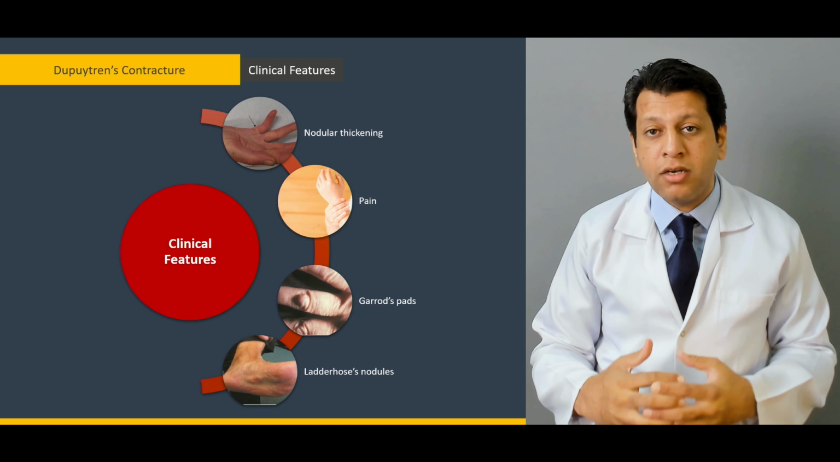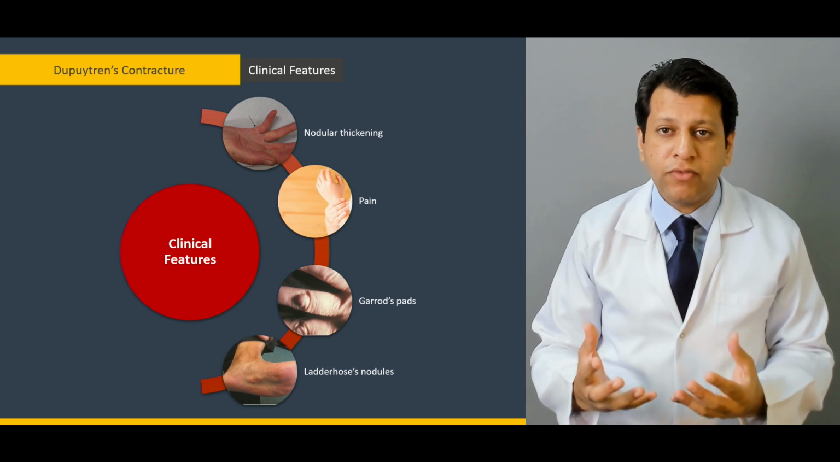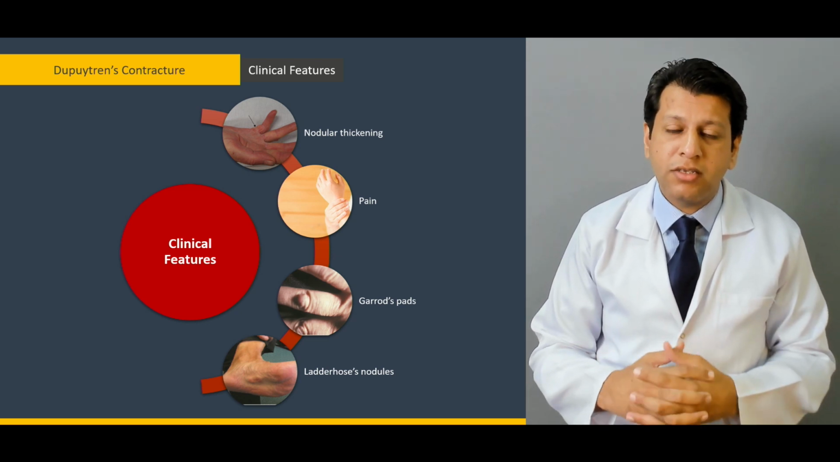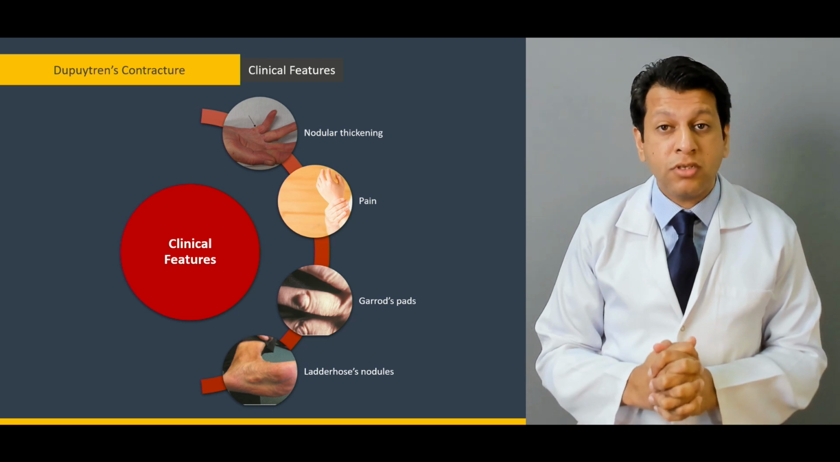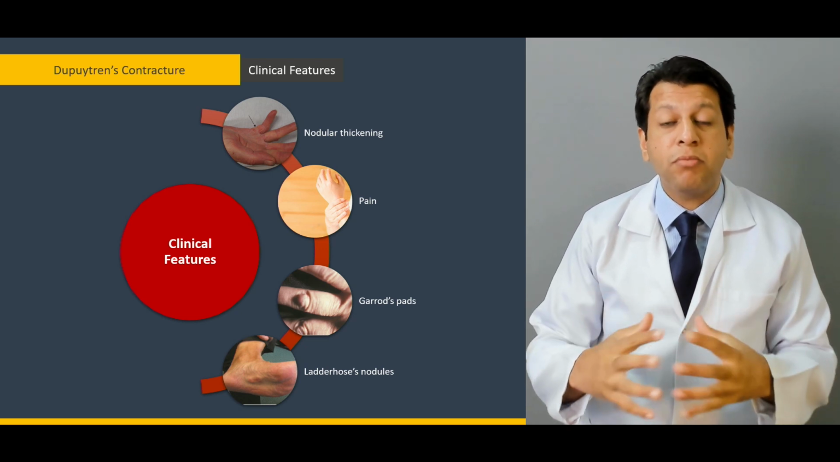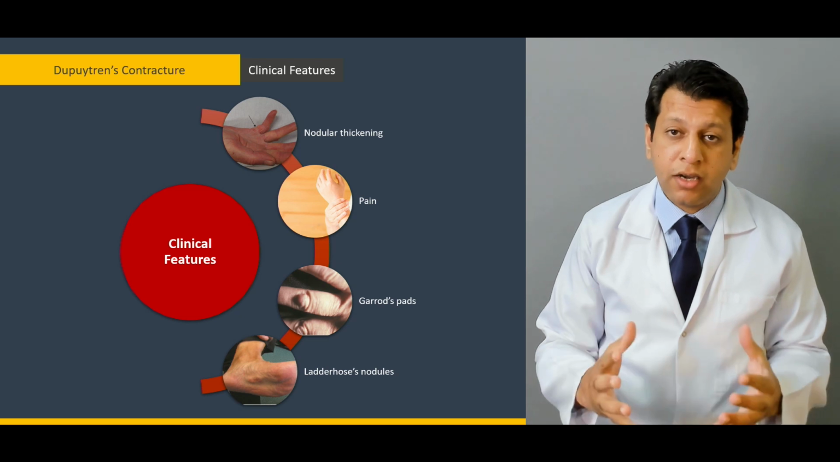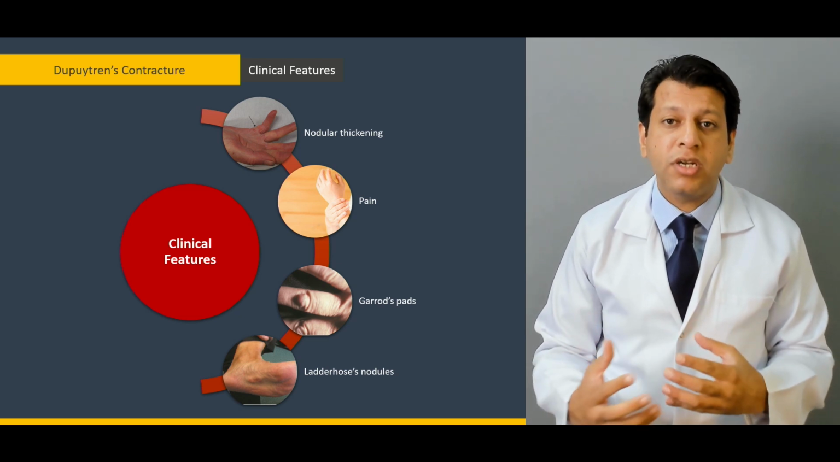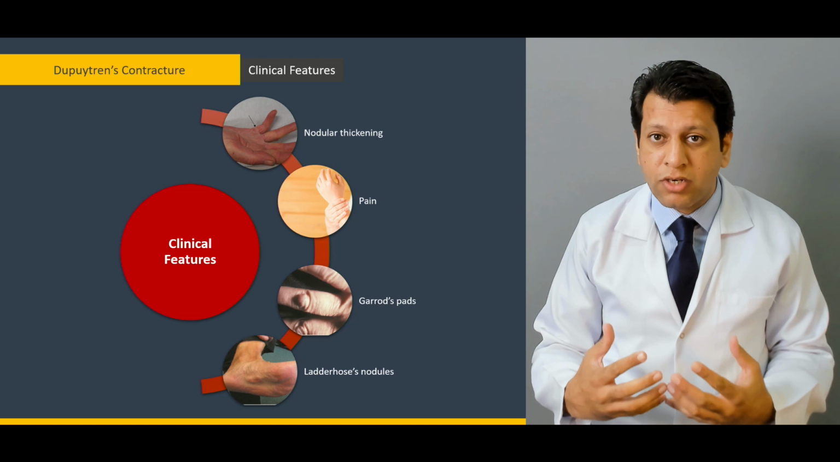There may be thickening of the penile fascia as well, which may lead to Peyronie's disease, where the fascia of the penis becomes quite thickened, leading to problems associated with the urogenital structures as well.